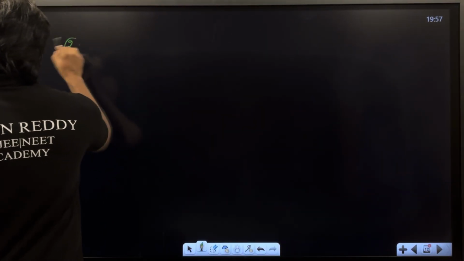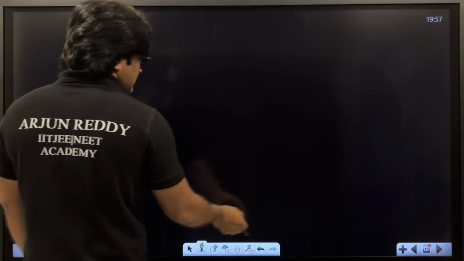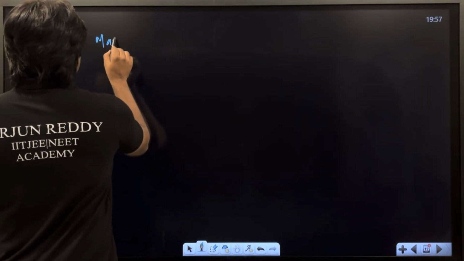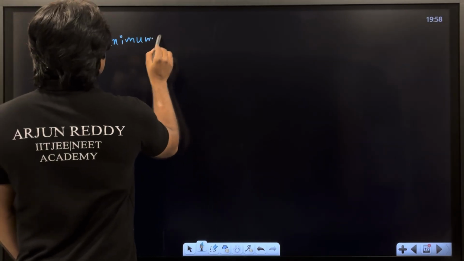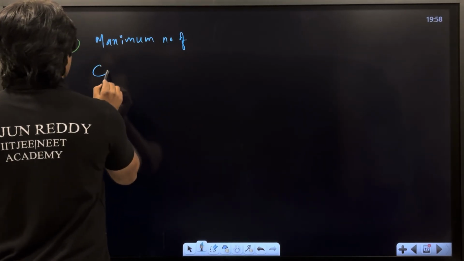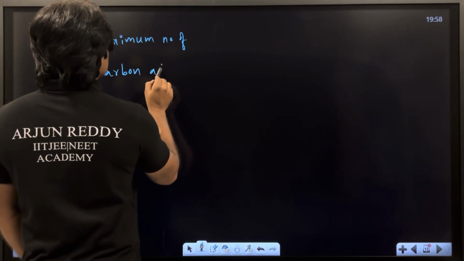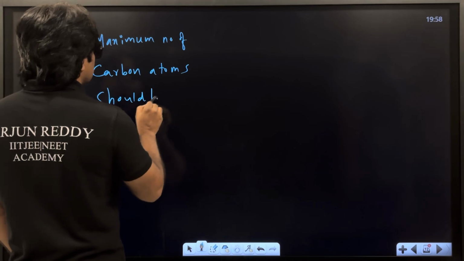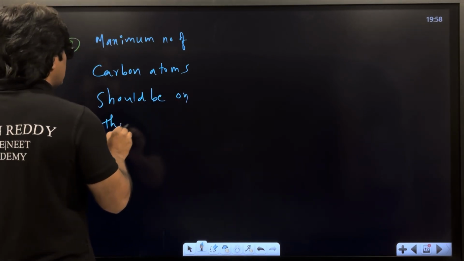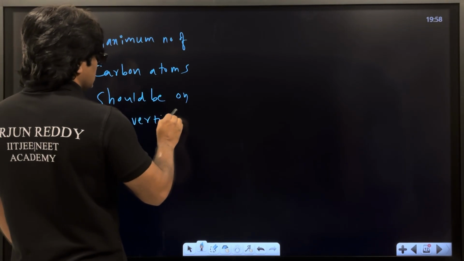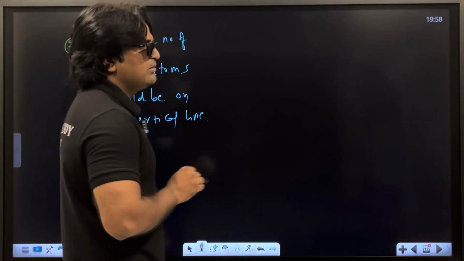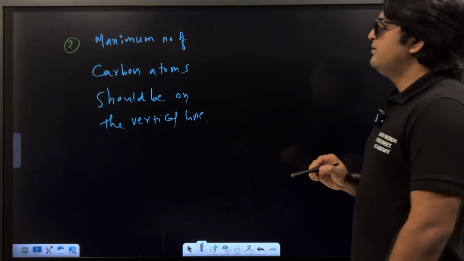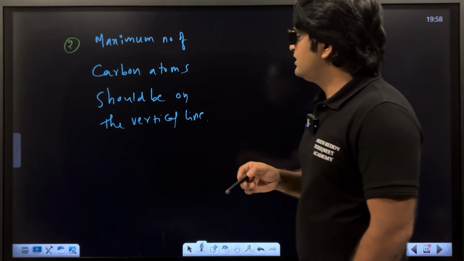And what is the second important point? According to this second point, the maximum number of carbon atoms should be on the vertical line. That is the second important point: maximum number of carbon atoms should be on the vertical line.